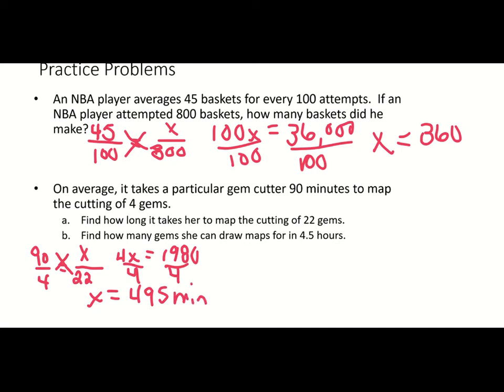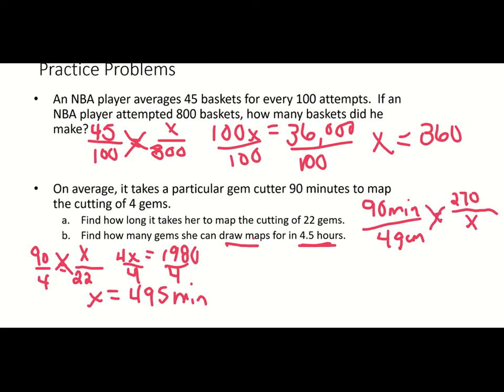Now the next one, it says find how many gems she can draw maps for in 4.5 hours. So again, we have our initial ratio of 90 minutes over 4 gems. And the one thing to pay attention to here is they give us 4.5 hours, but our ratio has 90 minutes. So we need to convert 4.5 hours to minutes. So I'm going to take my 4.5 times 60 minutes in an hour, and it gives me 270 minutes. And then we want to find out the number of gems.